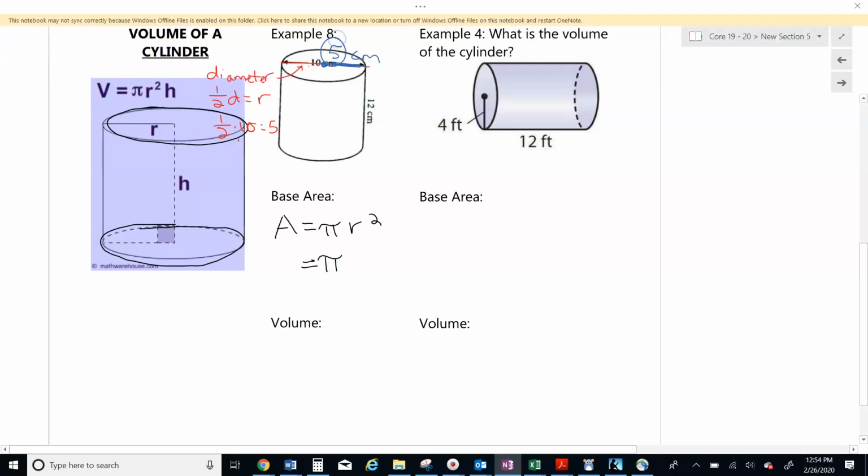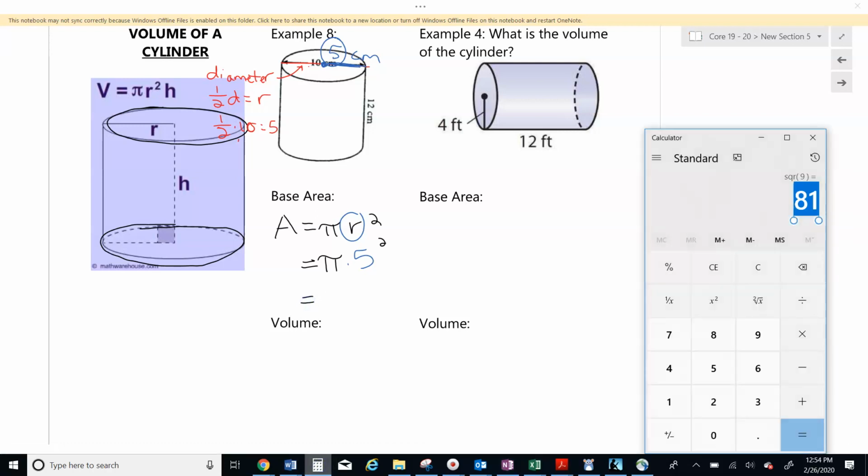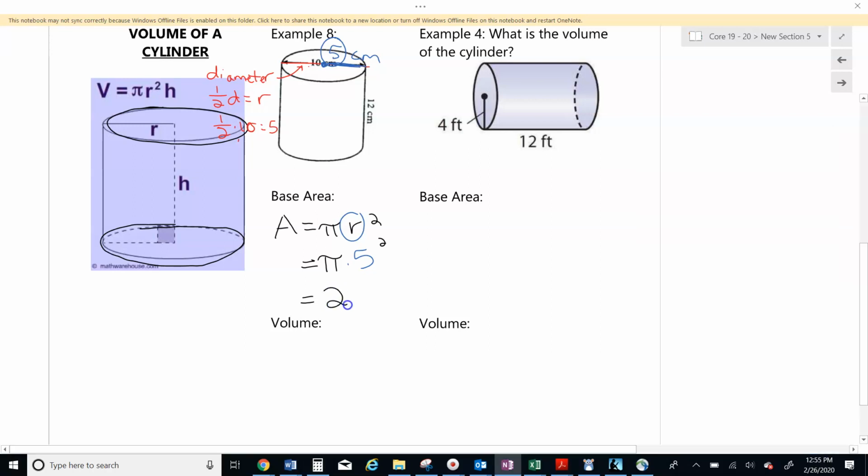So I'm plugging in that r. I'm going to plug in that 5 squared. Again, we don't type pi in our calculator. So 5 squared is 25. We bring the pi down. I'm eventually going to stop drawing that arrow. But it's good to know for now that our pi does come down. And we get 25 pi centimeters squared.